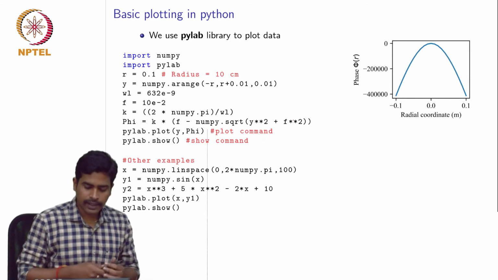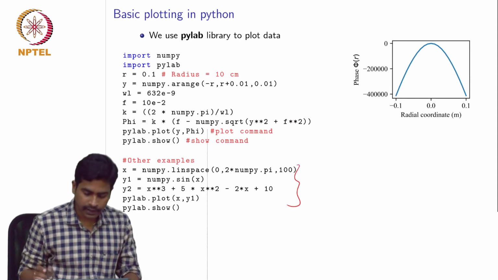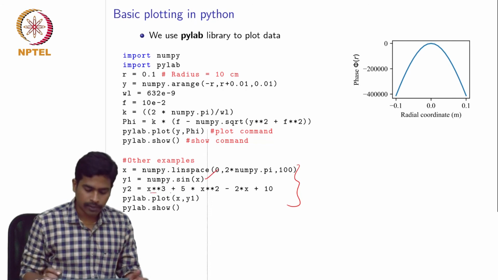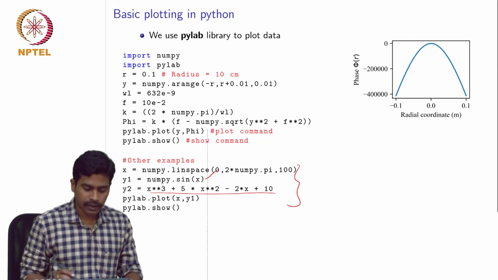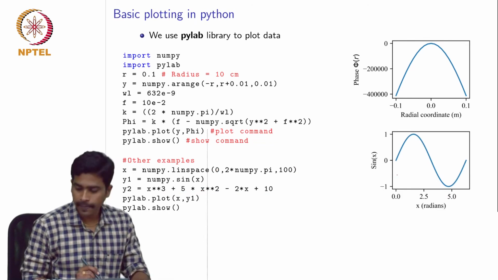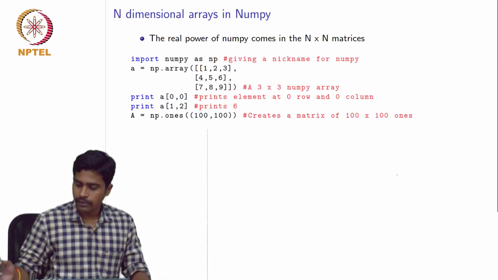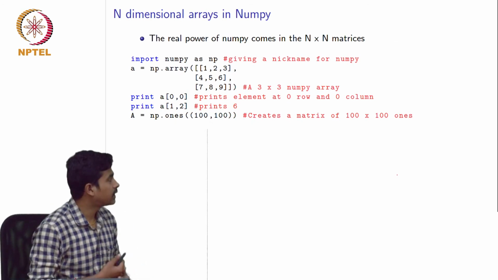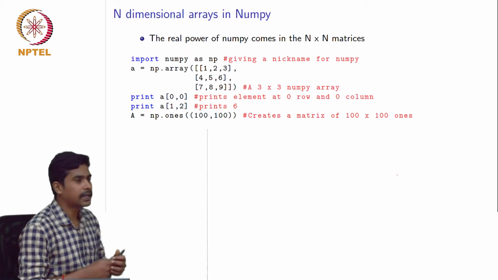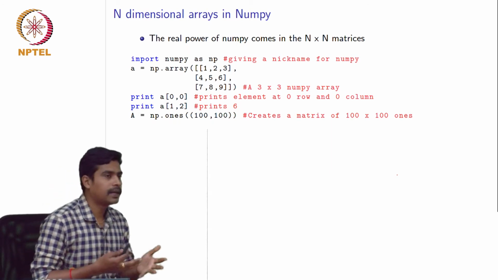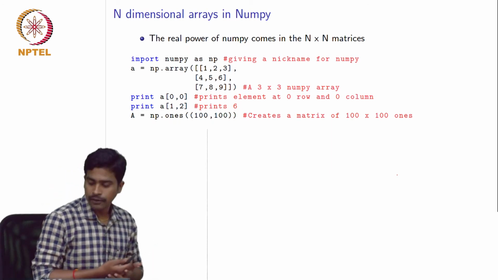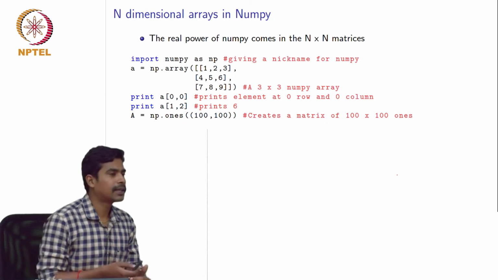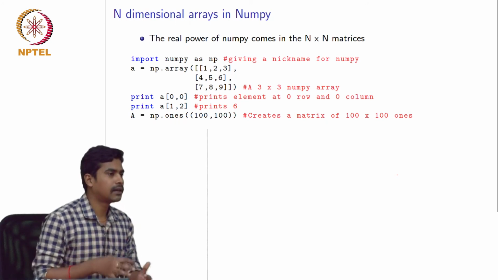And there are other examples that I have given here. So here we can also plot sin x, or this quadratic equation x cube plus 5x square, using the same command. And this is how these look. And finally, the most important thing that you will be using in your simulations is how to simulate interference and diffraction. For that, you need to learn something called a two-dimensional NumPy array.